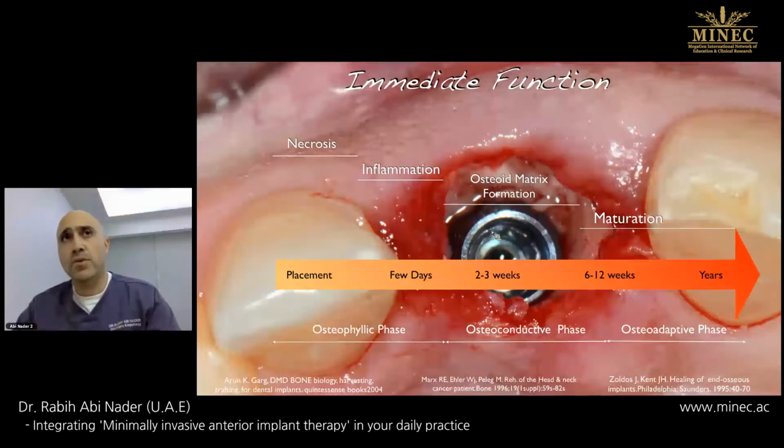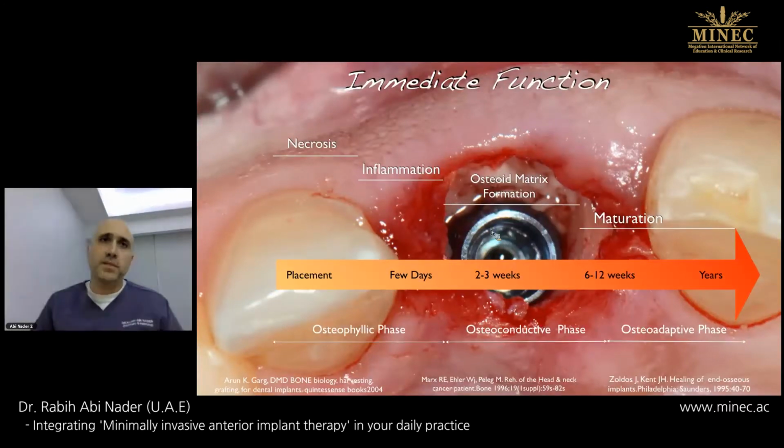And let's review a little bit again what happens when an implant is placed in the bone. So the first thing, when you place the implant in the bone, you have necrosis. You have a smashed bone around the screw. So this bone dies, necrosis, and then you have inflammation. And then we have osteoid matrix formation, which is the new bone layers starting to produce around the implant. And then at 6 to 12 weeks, the maturation of the bone will start, and this will continue over years.